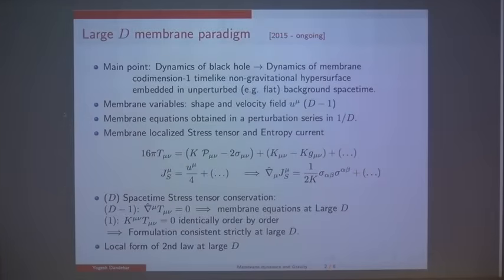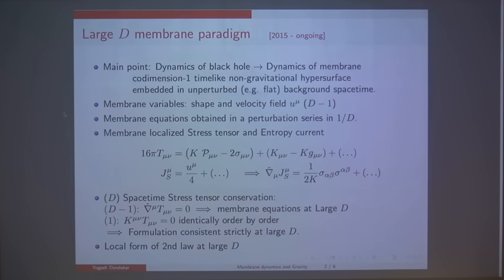Firstly, I want to review what is the large D membrane paradigm, the relevant progress for my talk. So the main point is that the dynamics of black holes reduces to the dynamics of a membrane in large spacetime dimension. The membrane is a codimension-one timelike non-gravitational surface which is embedded in an unperturbed background spacetime, for example, flat. So the membrane variables are its arbitrary shape and the velocity field, which I denote by U. They are D-1 in D spacetime dimensions. So the membrane equations of motion are obtained in a perturbation series in 1 over D.